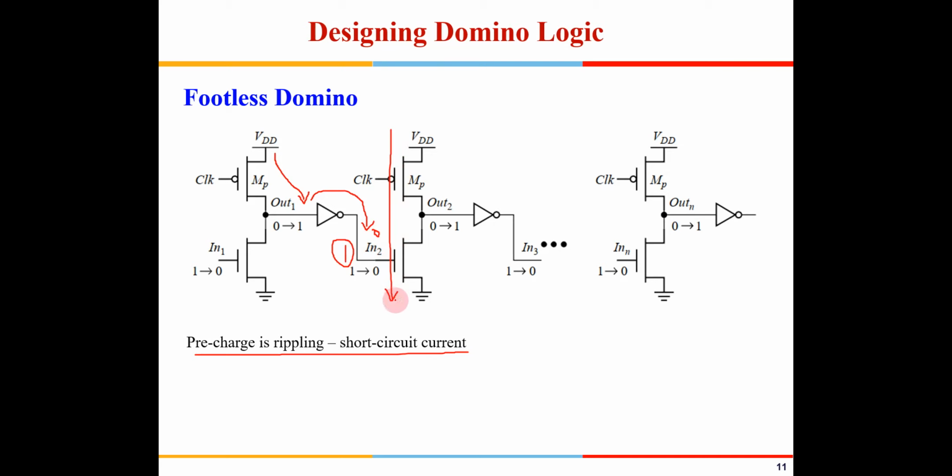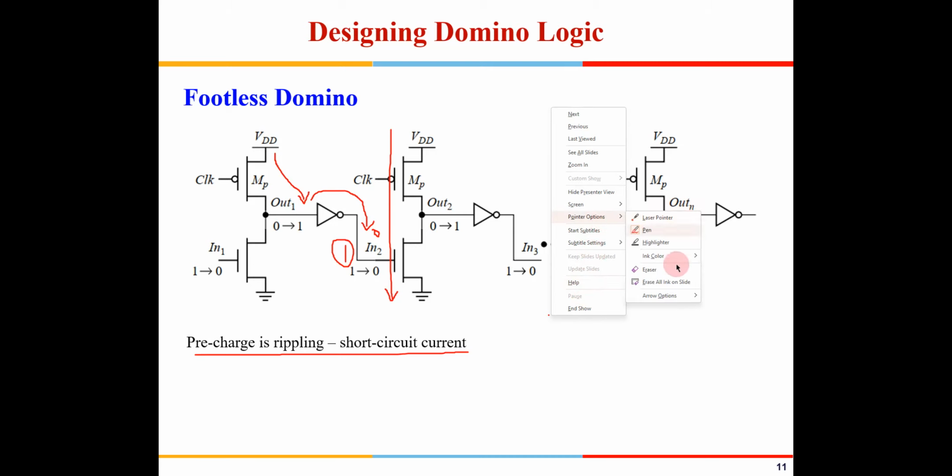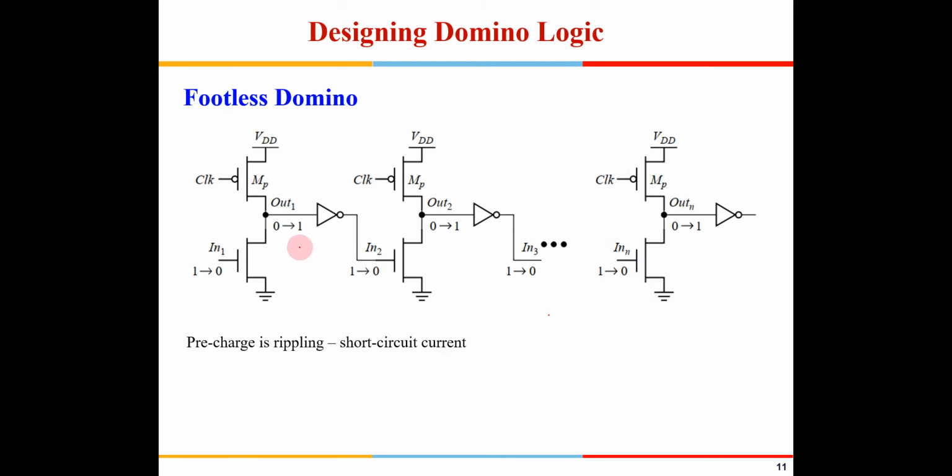Is it understood? Let me explain this once again. Suppose during the evaluation phase, I am talking about the evaluation phase, initially it is 1 out here. Now the clock is going from high to low, right? So this has got switched on. Now if you see, there is a short circuit path from here to here.